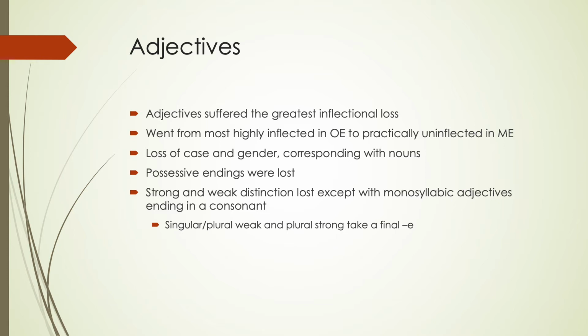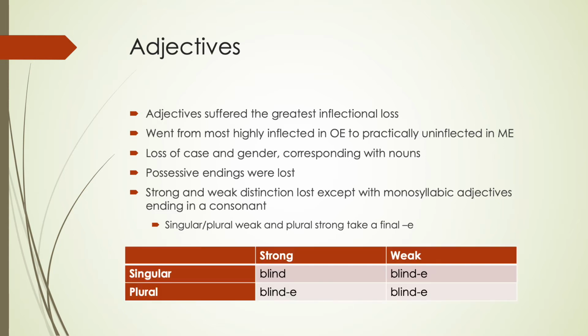And with this distinction, it's only that the singular and plural weak ones and the plural strong one have a final e. The singular strong doesn't have any marking. So we're already seeing the markings. This is the entire adjective chart.